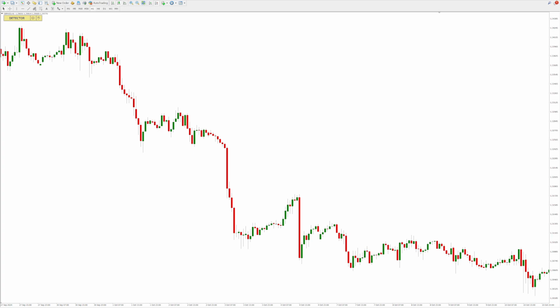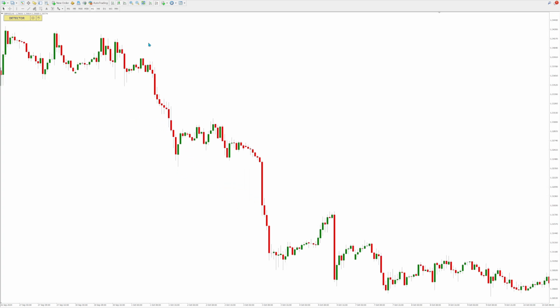Hi traders, and welcome to my video on the matching high and matching low candlestick patterns. In this video I'm going to teach you how you can capture moves such as this one for almost 400 pips. So what is the matching high and matching low candlestick pattern?